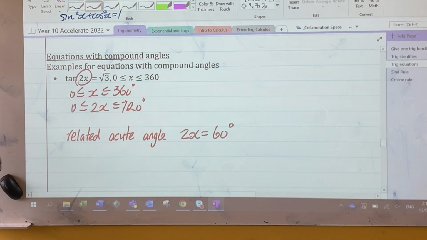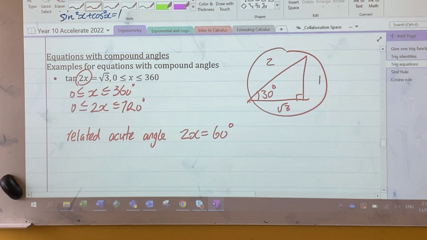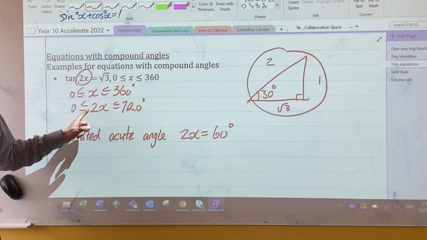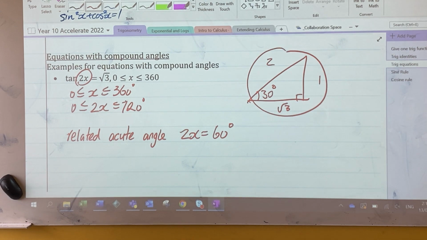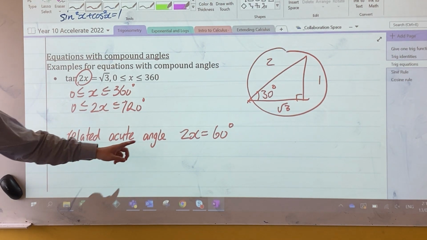Those things I keep saying, exact values in a right angle triangle, we need to remember almost by heart. And it's not hard to remember, just draw that, then you have that. This sort of information you almost need to visualize in your head, right? Okay, related acute angle 2x equals 60 degrees. Now, in this domain, are there any other possible situations?